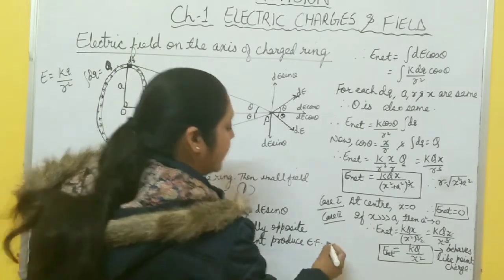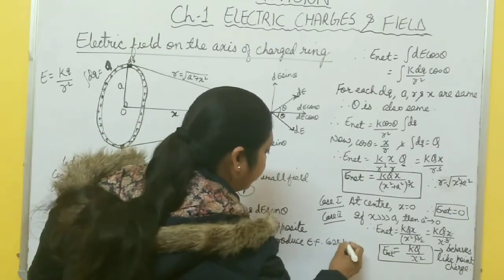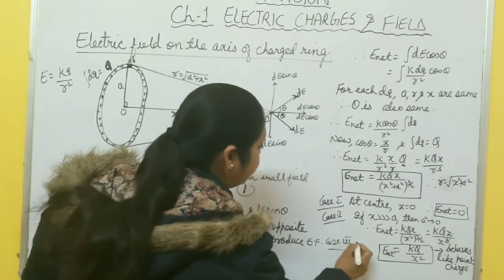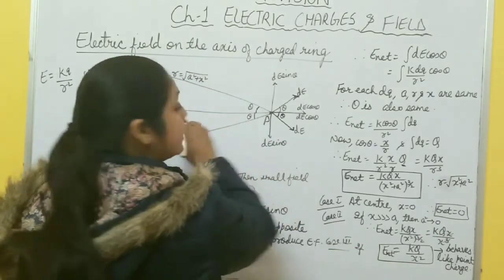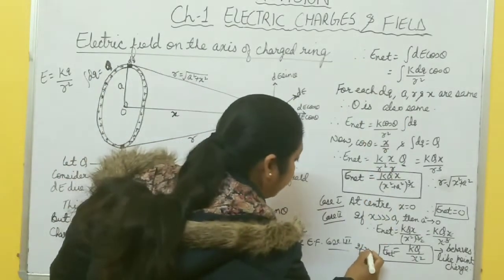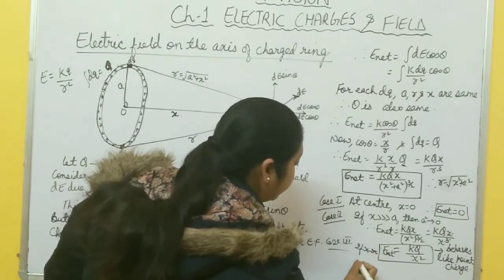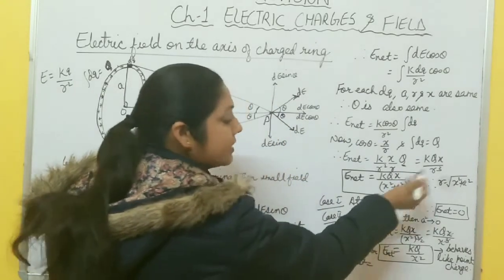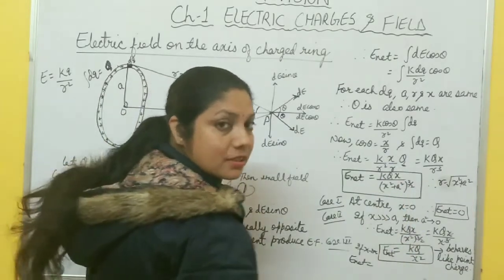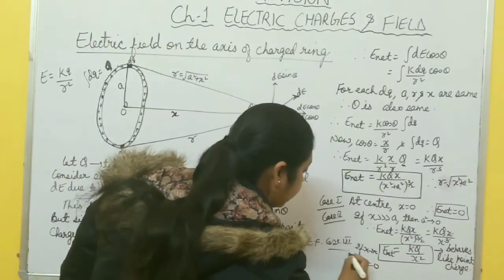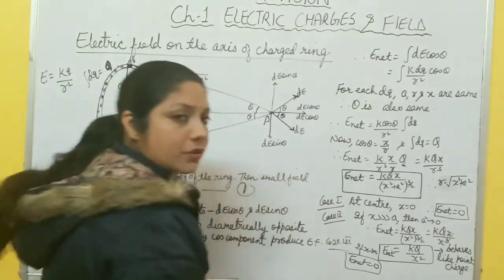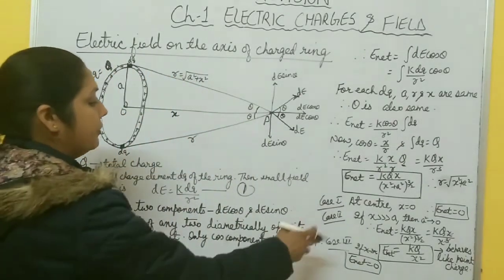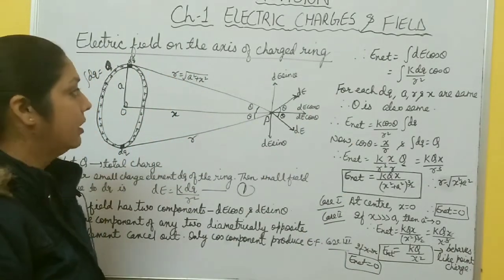Again there is another case, case 3. You add this one also. If this distance x is infinity, if x tends to infinity, then in that case E net becomes what? Again if x is infinity, 1 by infinity is 0. So again E net is 0, right? In this case also electric field is 0 if x tends to infinity.